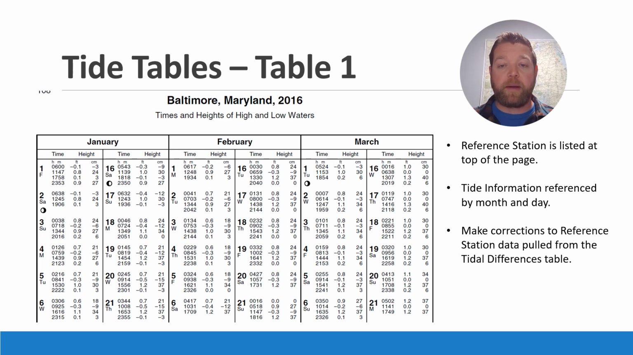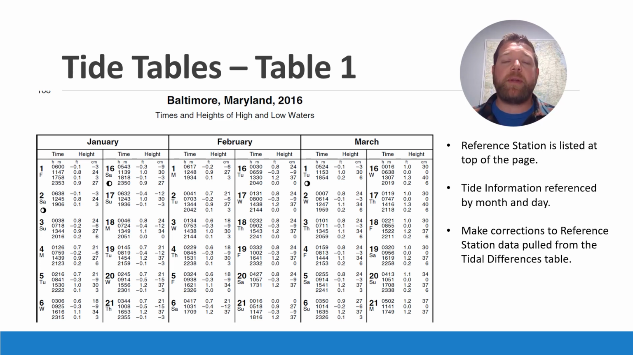Okay, so again, the primary station. This is for Baltimore, and if we look there, we can see it goes January, February, March, starts with the first day of the month, and the far left column is the time. So on January 1st, we had 0600, 1147, 1758, and 2353. Yes, these are in 24-hour clock.